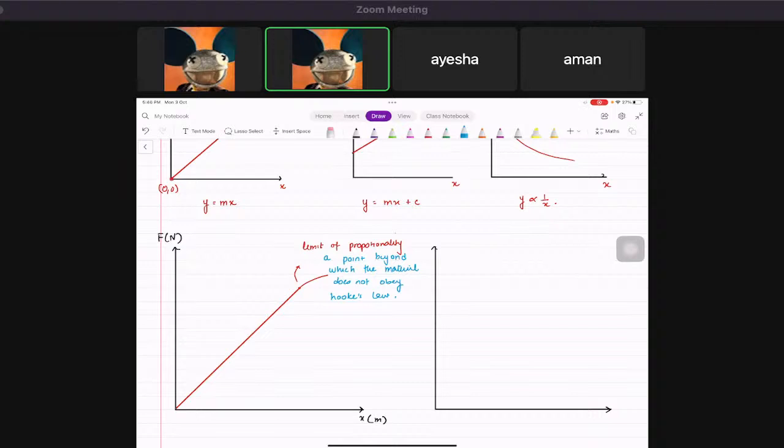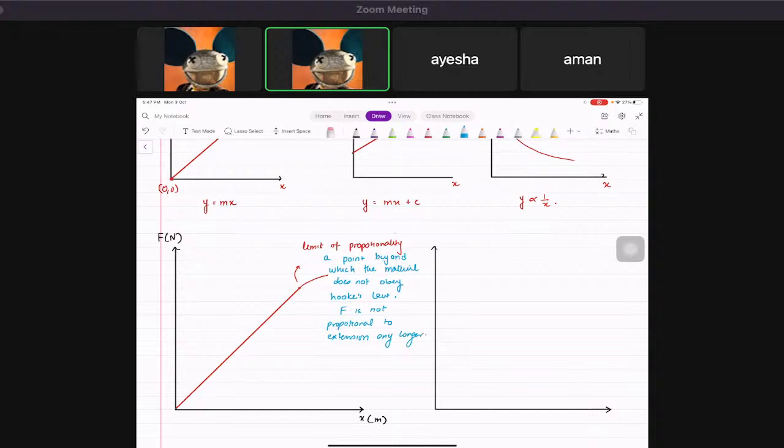Which basically means now force is not proportional to extension any longer.